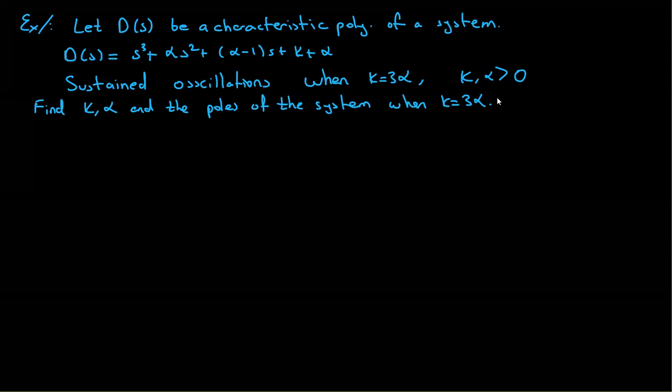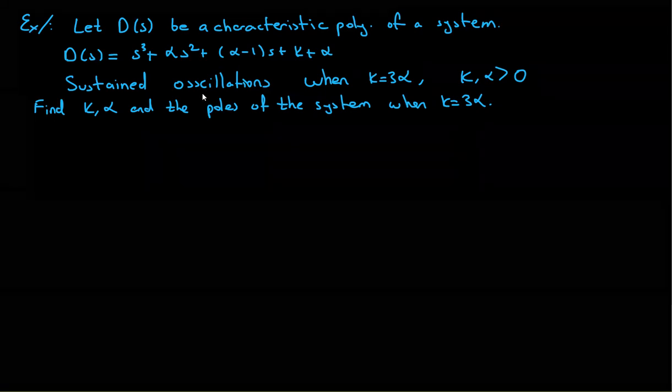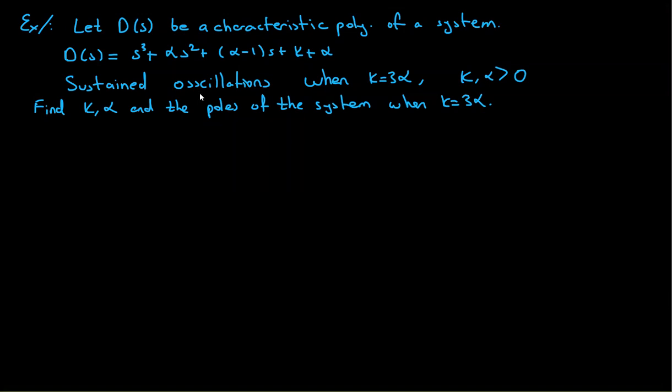All right, so since this is a characteristic polynomial of a system, it means that it is the denominator of the closed loop transfer function. And the roots of that equation give me the pole locations. And it says that we observe sustained oscillation in the step response when K is equal to 3 alpha. So you might have underdamped response where you have decaying oscillations, or you have undamped response where you have oscillations that don't decay in time, right?